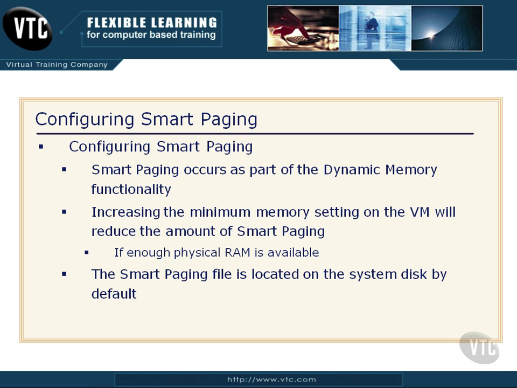Now, here's another thing to watch on the exam, these last two bullet points. The smart paging file, by default, is located on the system disk. It should be located on a non-system disk for best performance. It'll work on the system disk. It's better for you if you can move it to a non-system disk. Watch for that situation on the exam, and then if you do get into smart paging, you can speed it up quite a bit by getting that smart paging file off to a non-system disk.